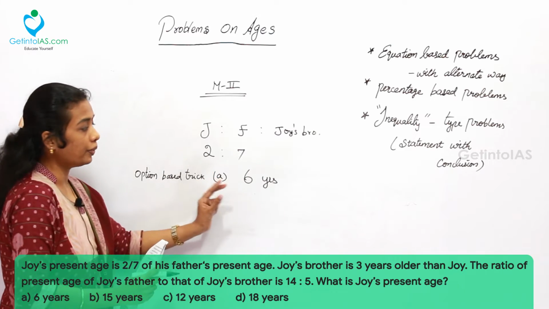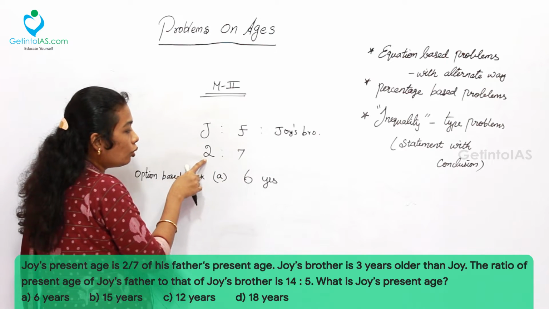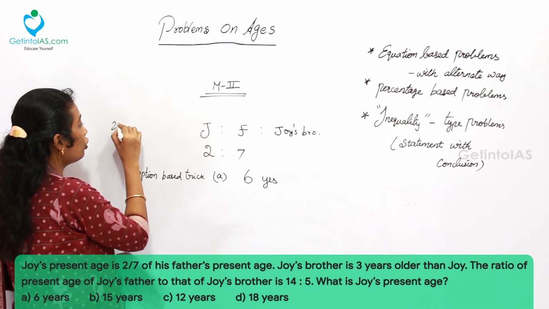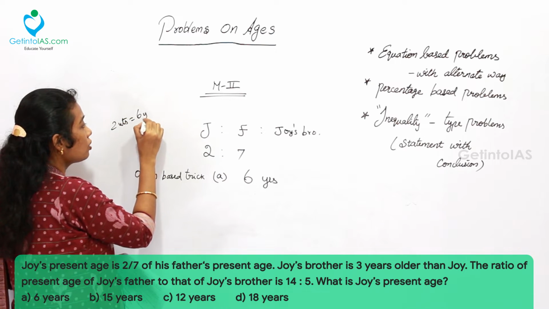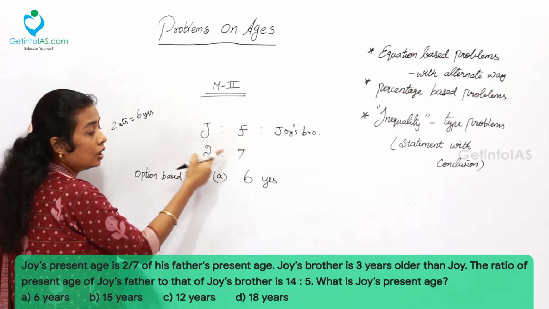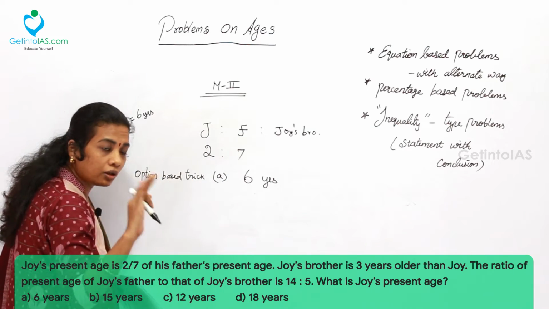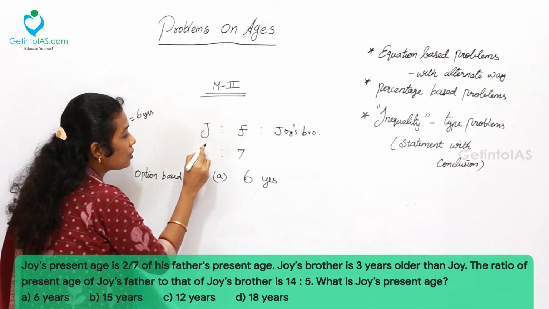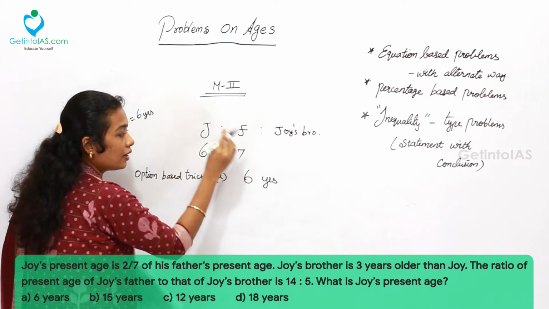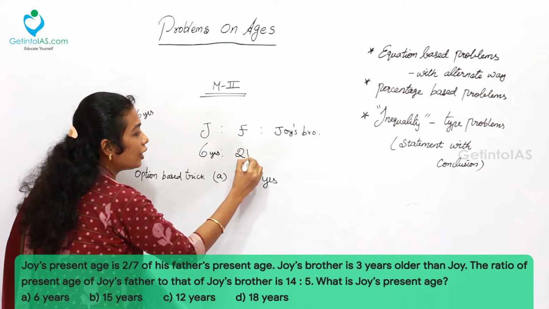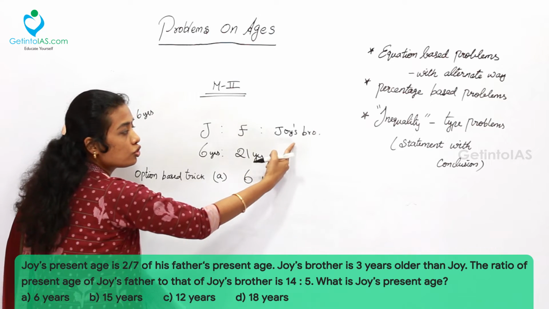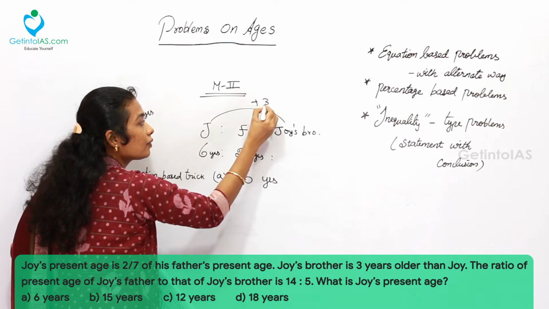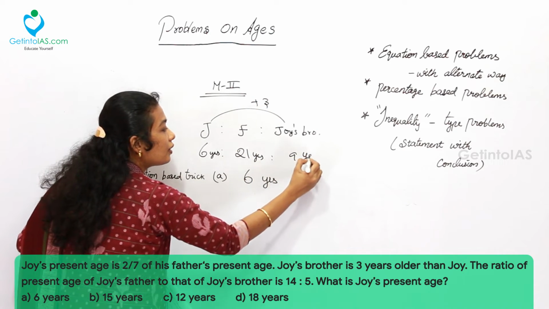All the things are to be found. So here 2 parts is equal to 6 years. What is 1 part? 2 units is equal to 6 years, so 1 unit will become 3 years. What is 7 units? 7 into 3 is 21. So Joy is 6 years and 7 units is equal to 21 years. And what is Joy's brother? 6 plus 3, which is 9 years.